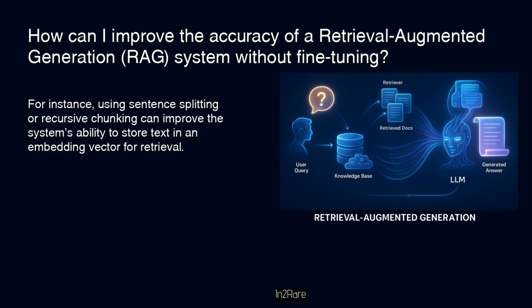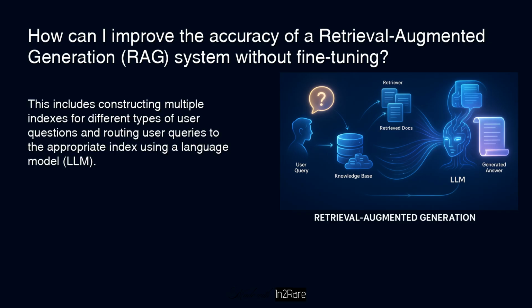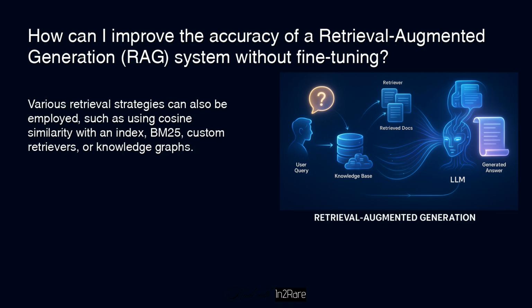for retrieval. Another important aspect is the indexing and retrieval patterns used in the system. This includes constructing multiple indexes for different types of user questions and routing user queries to the appropriate index using a language model (LLM). Various retrieval strategies can also be employed, such as using cosine similarity with an index, BM25, custom retrievers, or knowledge graphs.